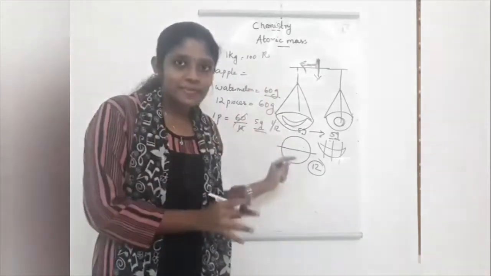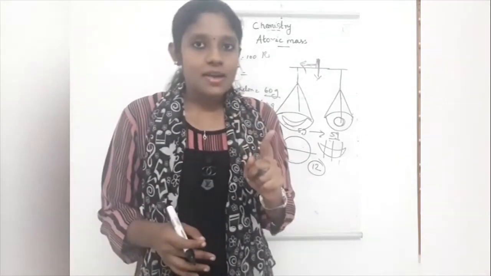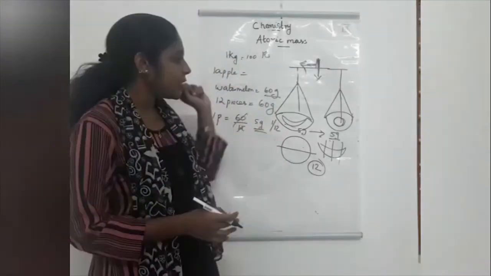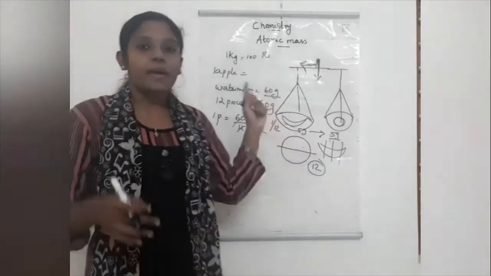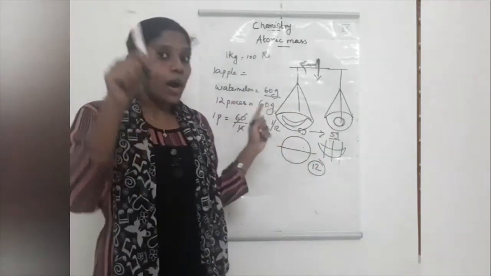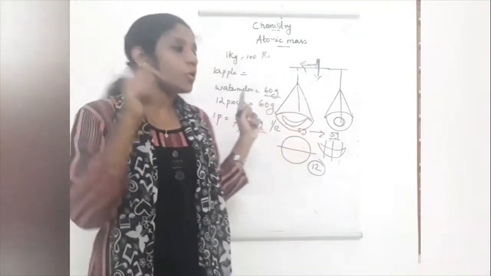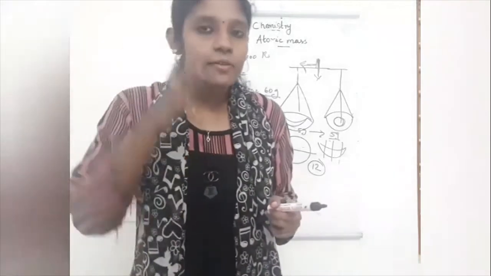The same principle is used here, that is, this principle is used to find the atomic mass, you have understood this. That is, when you go to a shopkeeper, when you go to a shop or a supermarket and you want to buy one apple, when you want to know the weight of one apple, you are taking a watermelon and cutting it into 12 equal parts.